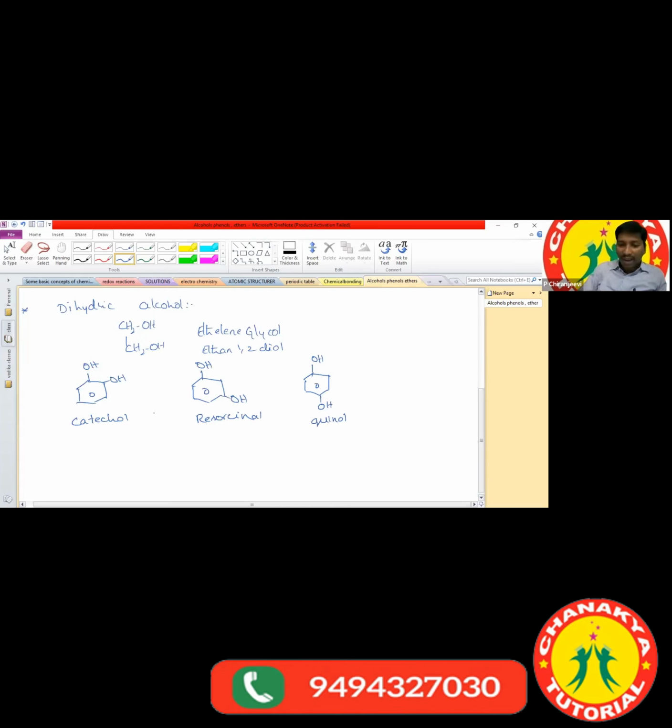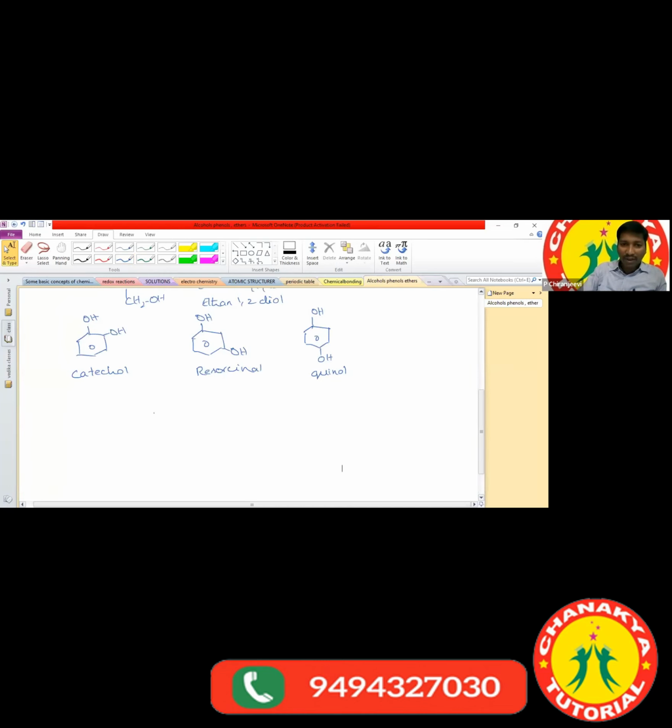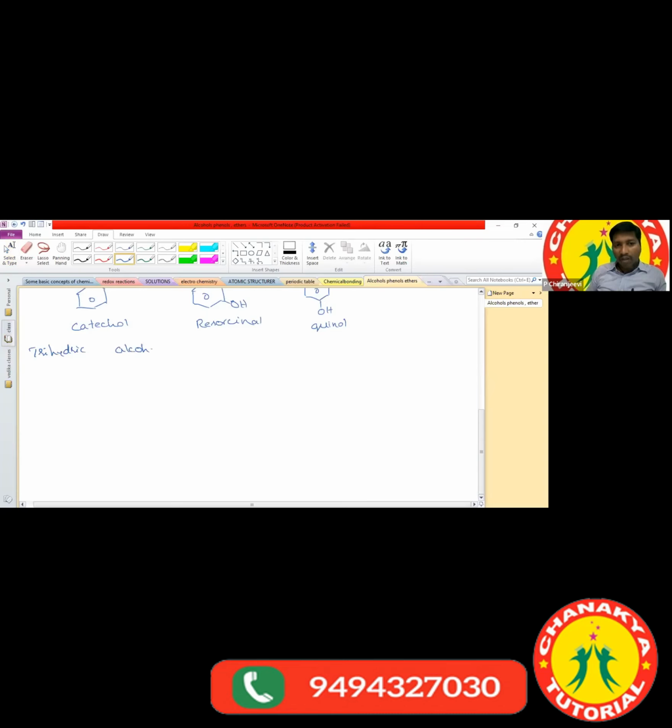Next, trihydric alcohol. An example of a trihydric alcohol is glycerol. Its formula is CH2OH-CHOH-CH2OH, which we call glycerol.